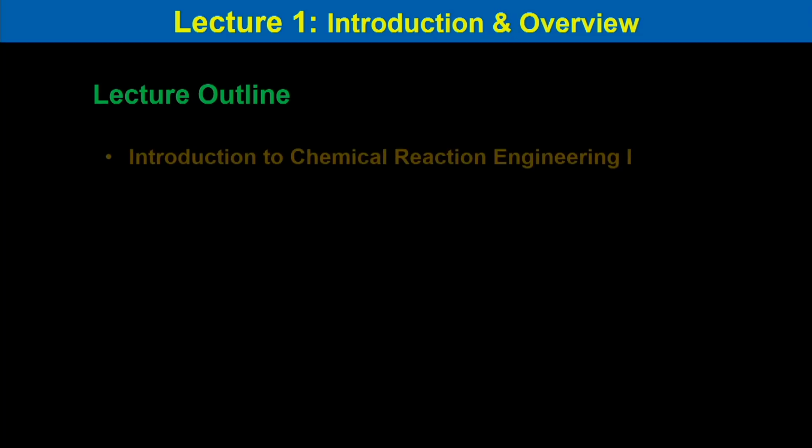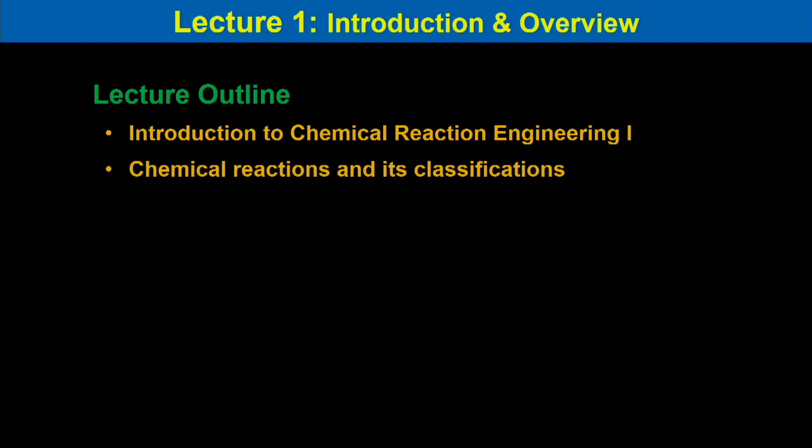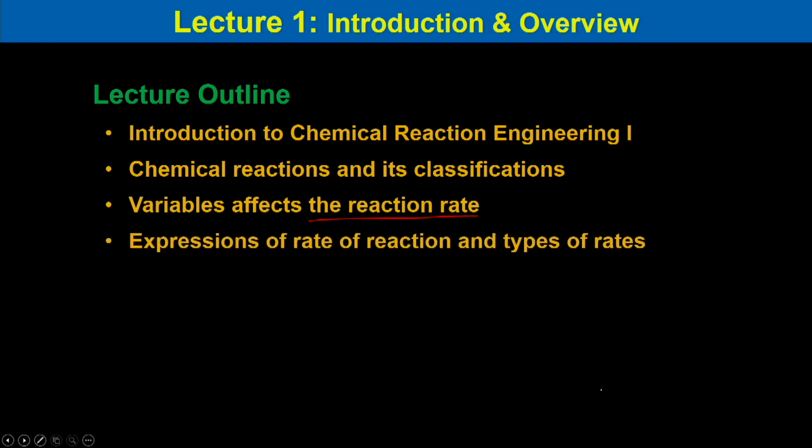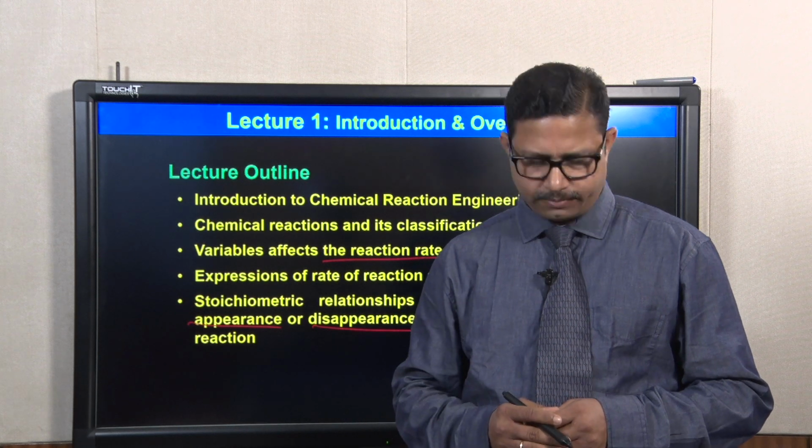The lecture outline would be Introduction to Chemical Reaction Engineering, then we will consider chemical reactions and its classification, the different variables which affect the reaction rate, then how to express the rate of reaction and their different types of rates, then stoichiometric relationship between the rates of appearance of a particular component and disappearance of a particular component in a given reaction. So, those things we will consider.